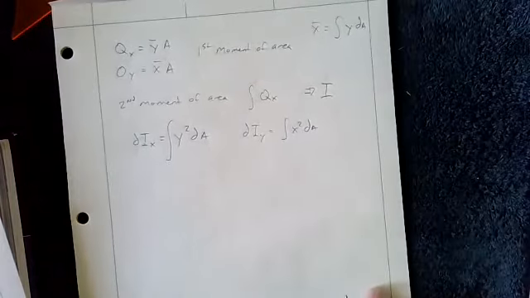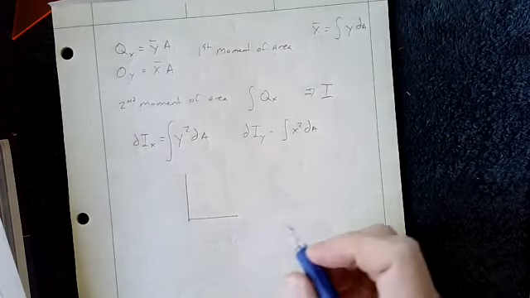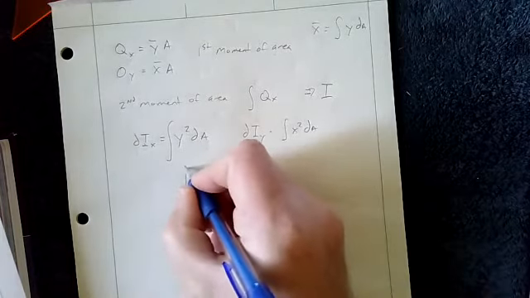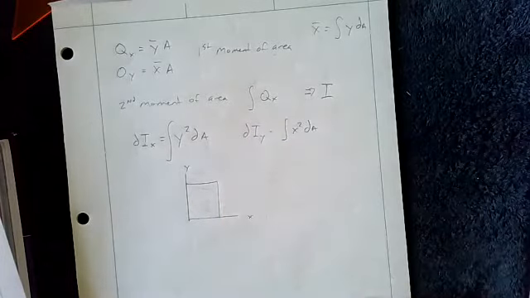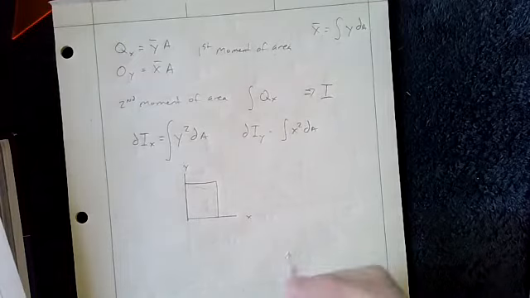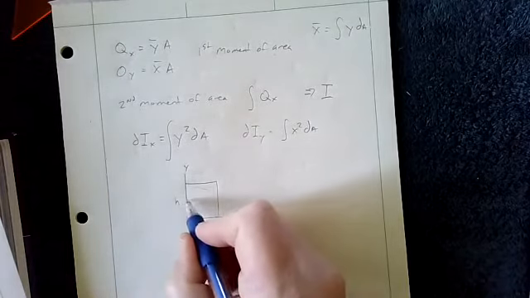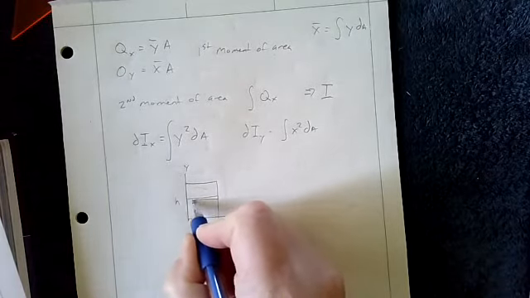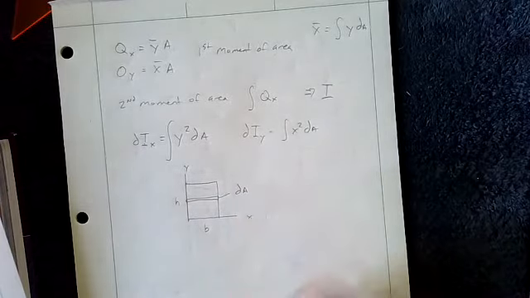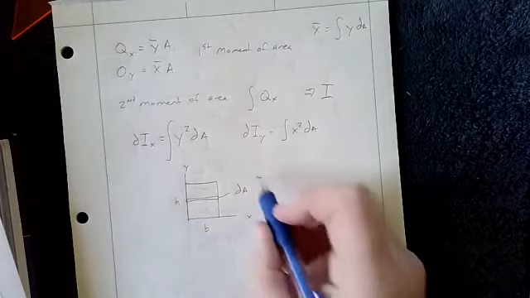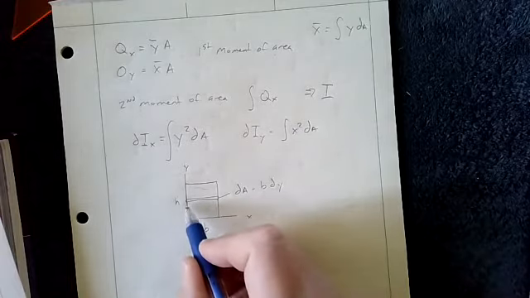Let's look at a simple example. Here is our x-axis, here is our y-axis, and let's say we want to know the moment of inertia of a rectangle. We know that the base is B, we have a height h, and if we take a little strip, a little sliver of area, we can call that dA. What is dA? It's equal to B dy, basically the base times a little sliver of dy.